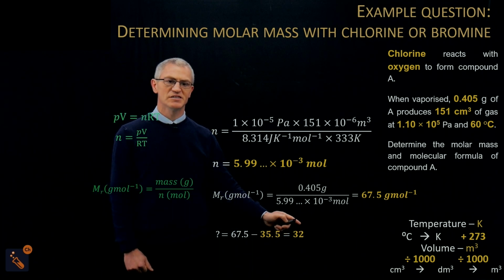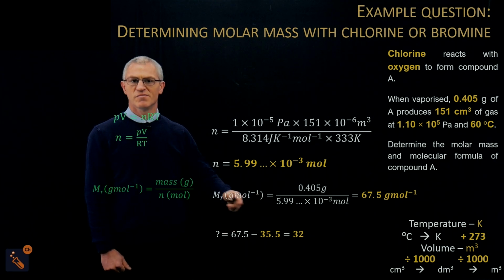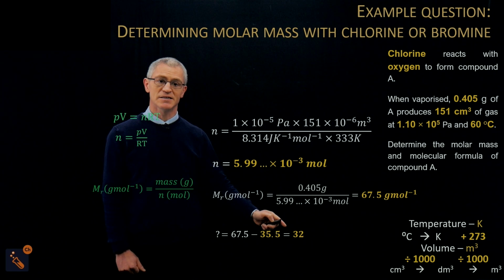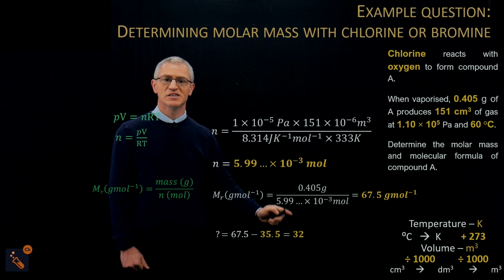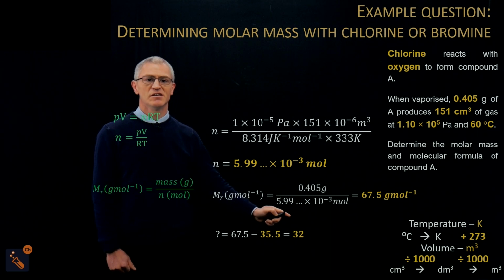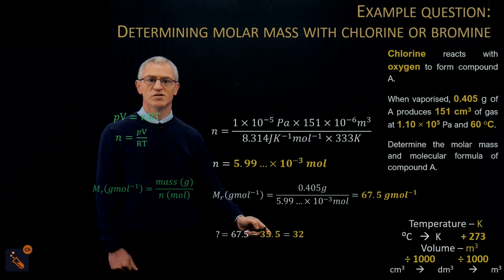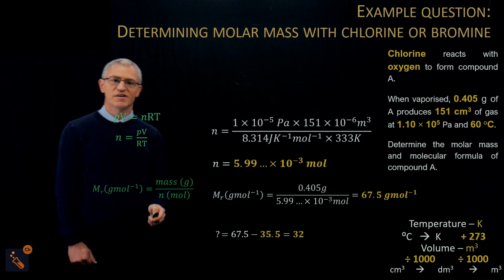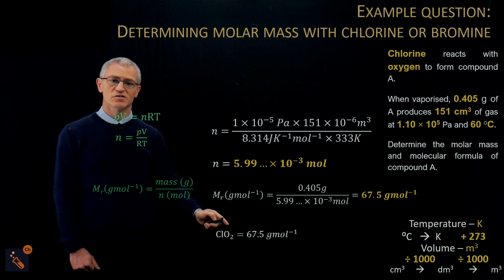So if you've got 32, you then need to think, well, does that fit with oxygen's mass? Now, oxygen has a mass of 16. 16 times 2 is 32. So it looks likely that it's going to be two oxygens, because we have 32 and 1 chlorine. And in fact, the answer is ClO2. 1 chlorine, 2 oxygens.